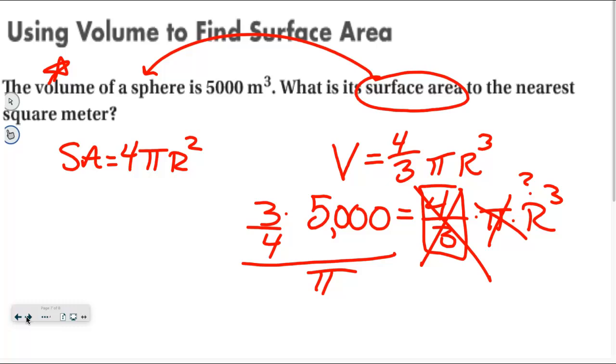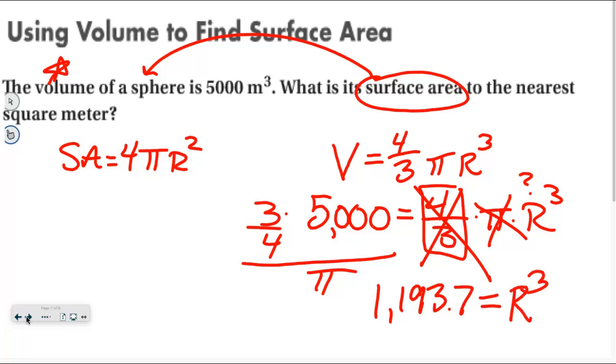So I'm going to watch Kylie here. She's going to do 3/4 times 5,000. And so well, 3 divided by 4. What's your calculator done? So you're going to go over to here. 5,000 times 3/4, we got a 3,750, correct? We're going to take that number and divide it by pi. And are you guys sitting with a 1,193.7? All right, I'm going to write that down. 1,193.7. That's equal to r cubed.